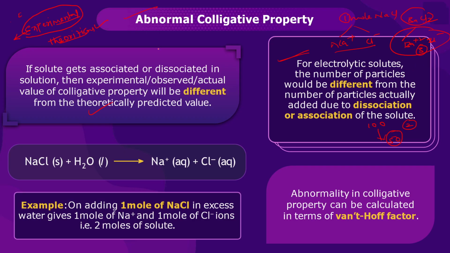So due to this abnormal behavior of the solute particle, colligative properties also will change, and these are called abnormal colligative properties. See here, NaCl we added, Na+ and Cl-. For example, on adding 1 mole of NaCl in excess water gives 1 mole of Na+ and 1 mole of Cl-. So 2 moles of solute will be present. Abnormality in colligative property can be calculated in terms of van't Hoff factor. So these abnormalities in a solution will be predicted with the help of van't Hoff factor. Then what is van't Hoff factor? That we'll discuss.